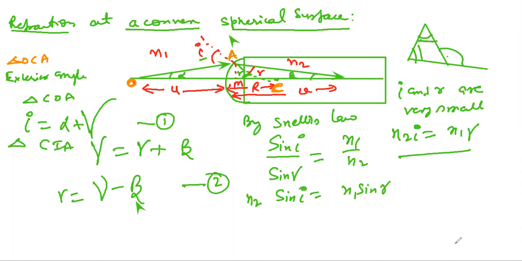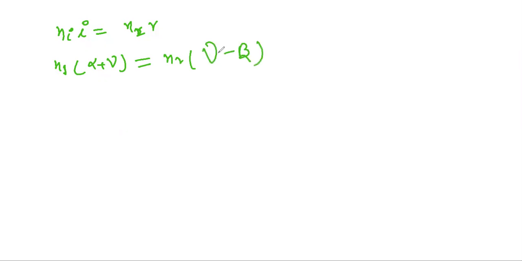Now let us go to the next. The last point which we were doing was N1 I equal to N2 R. So now the values of I and R, you check. N1 is equal to N1. I is equal to, we have done, alpha plus gamma. This is equal to N2 into gamma minus beta.